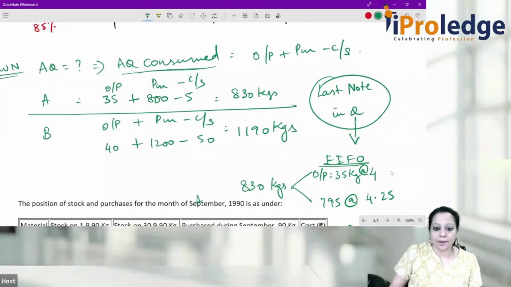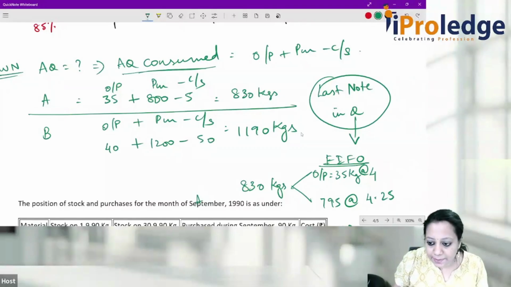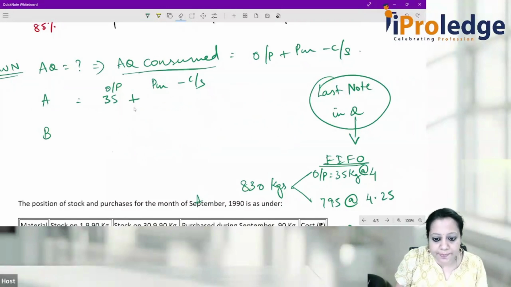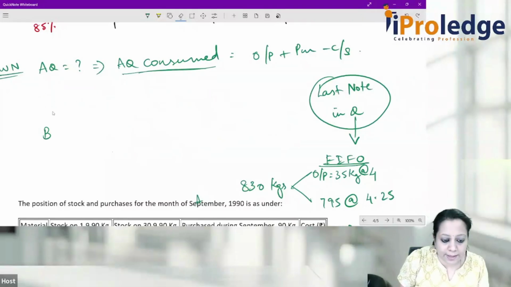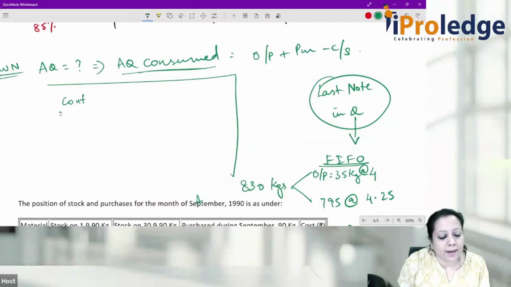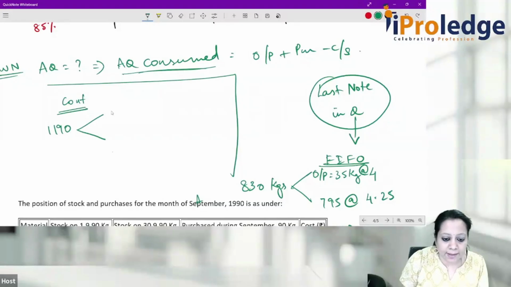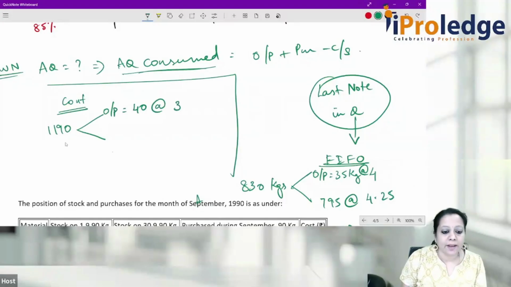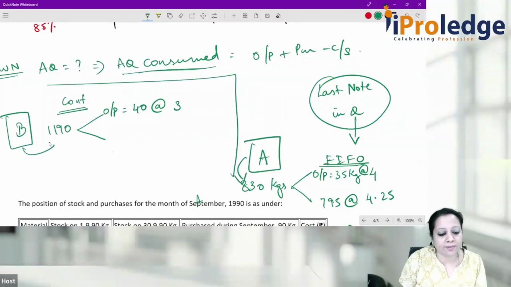Right? Sure. Now I will proceed to the next. You all wrote this one, so I will just erase it. 1190. Continuation, okay? It is going to be what? 1190 can be written as opening stock is how much? 40. 40 at the rate of standard price 3 for B. This is for material B. This is for material A.